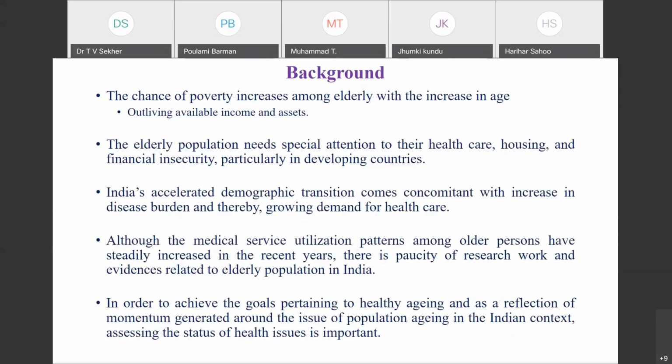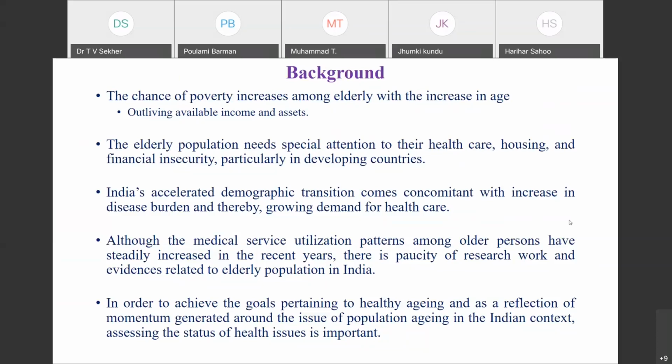Apart from that, the aging population is associated with frailty, comorbidity, disability, and poor health, leading to higher healthcare utilization and high out-of-pocket expenditure. The health status of an individual is generally determined by many factors like individual behavior, family structure and relationships, health systems, and health outcomes. Although medical service utilization among older persons has steadily increased in recent years, there is a paucity of research work and evidence related to the elderly population in India.